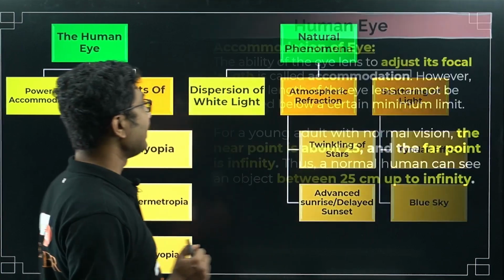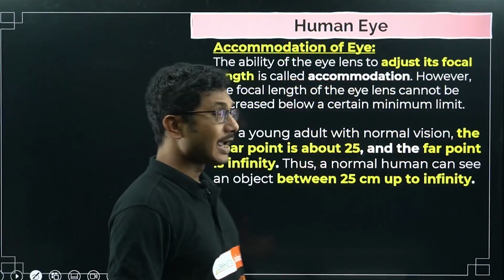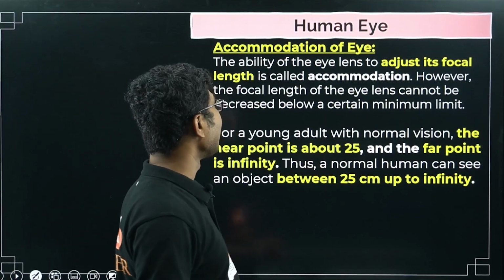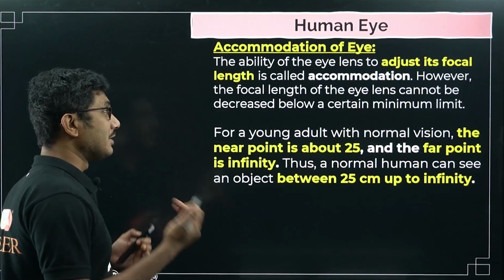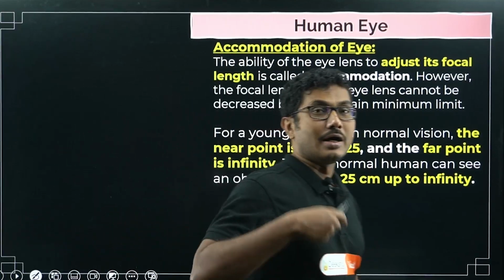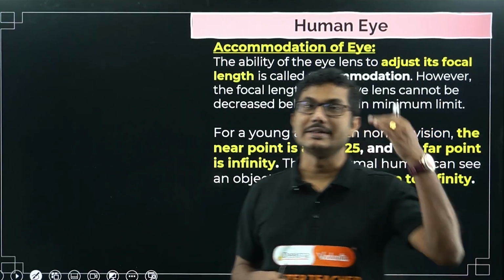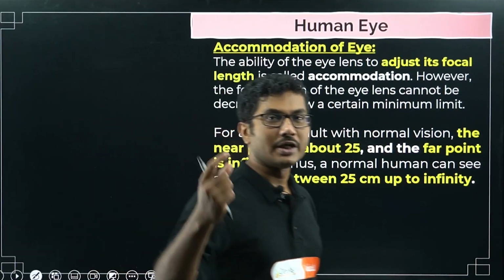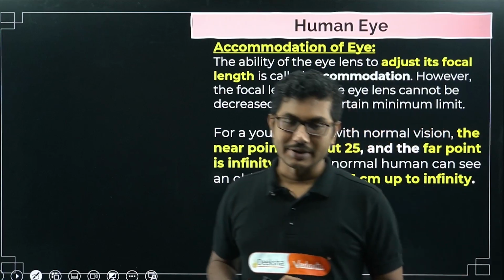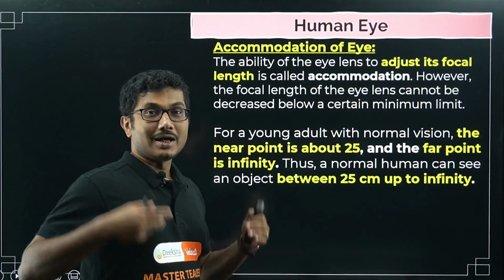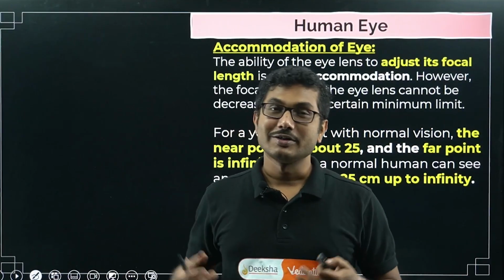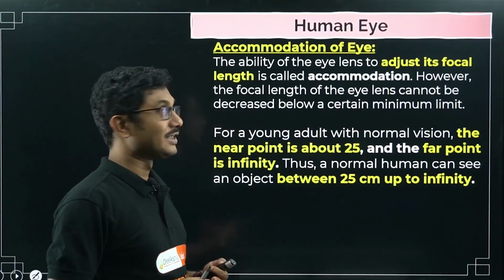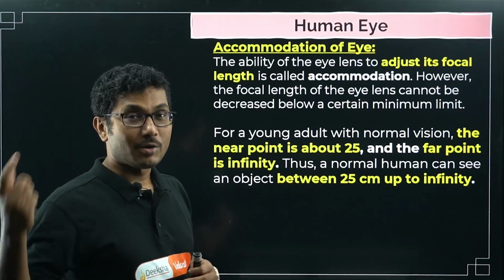Okay, great. Now let's start with the accommodation of eye part. The ability of the eye lens to adjust its focal length is called accommodation. As we know, our eye lens can adjust the focal length so that we can see distant objects as well as close by objects using the single lens, which is not possible for a physical lens, right? But our eye is amazing. You have to take care of your eye, because it can help you to see distant objects as well as close by objects, right? And that phenomena is called accommodation.